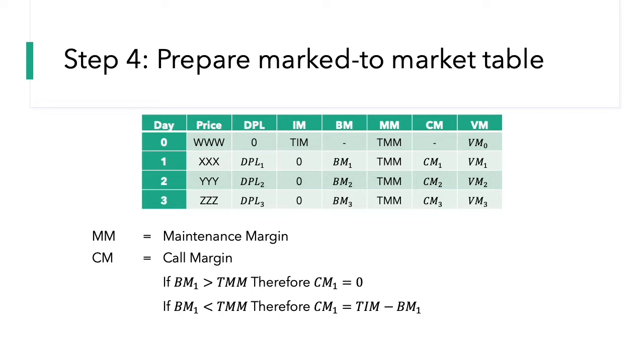First, you need to compare balance margin with total maintenance margin. If balance margin is higher than total maintenance margin, your call margin is equal to 0. If balance margin is less than total maintenance margin, your call margin is equal to total initial margin minus balance margin.